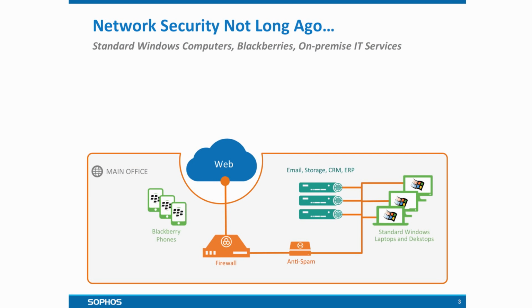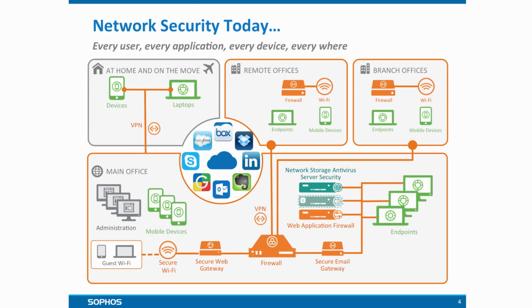First of all, it wasn't that long ago when network security looked something like this, where all users had a standard issue Windows machine and maybe a BlackBerry, and all IT infrastructure, such as mail, file storage, and other services, were all hosted on-premise. And the most anyone needed for network protection was a firewall and maybe an anti-spam solution. How things have changed in recent years.